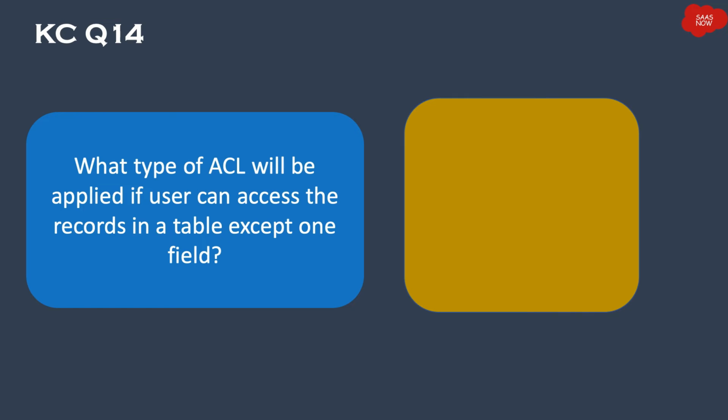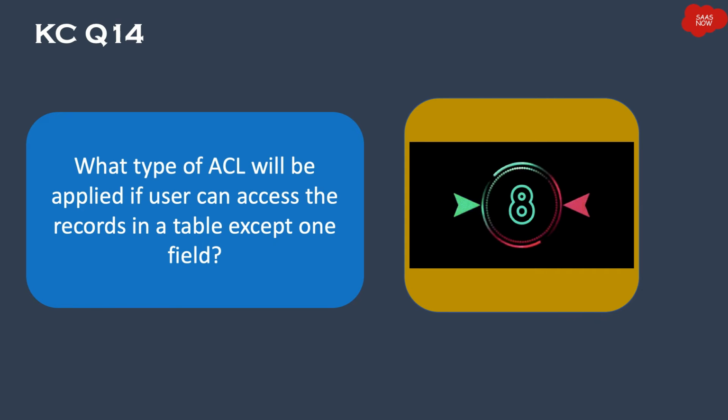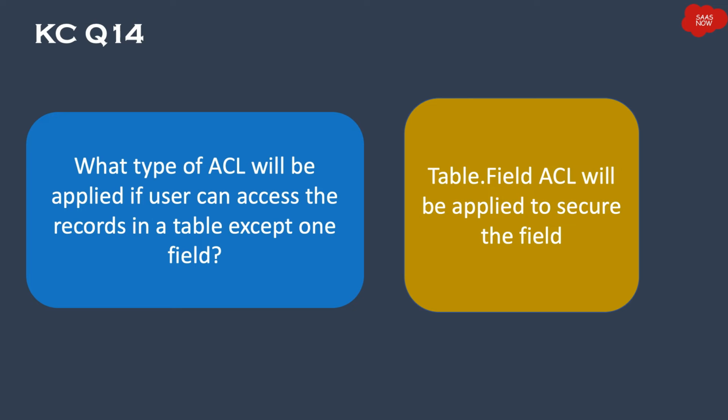Question number 14. What type of ACL will be applied if user can access the records in a table except one field? Your time starts now. Answer is table.field ACL will be applied to secure the field.